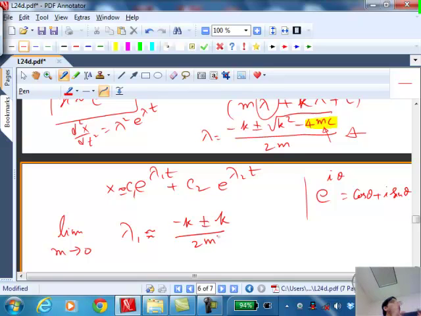m is small. m is not 0. We cannot divide by 0. m is small. So the second term is going to be small compared to c. Now, what happens when I get the root with the plus or minus sign? I pick the minus one. Then I'm going to get minus 2c over 2m, or minus c over m. That's one root. And that root is going to be very large. Why? Because m is very small. So lambda 1 is going to be large in magnitude.